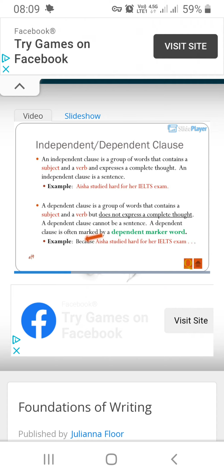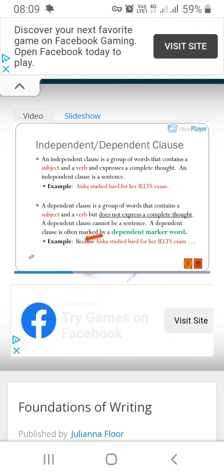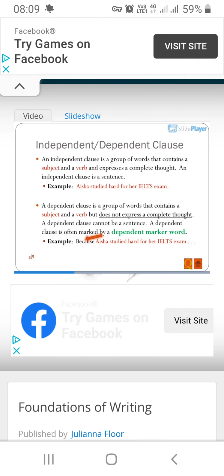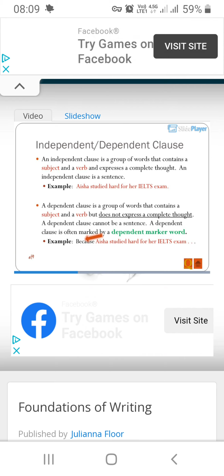A dependent clause is a group of words that contains a subject and a verb but does not express a complete thought. A dependent clause cannot be a sentence. A dependent clause is often marked by a dependent marker word. Example: Because Aisha studied hard for her IELTS exam.